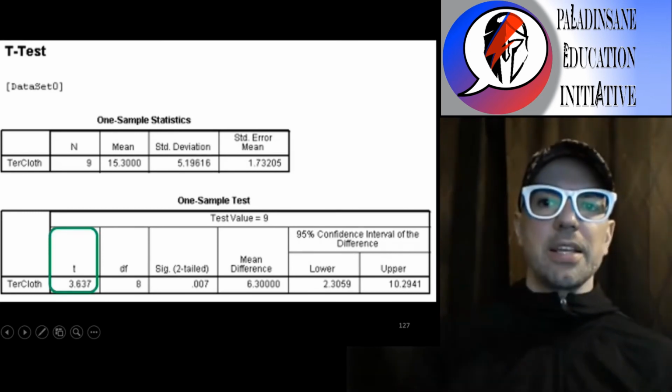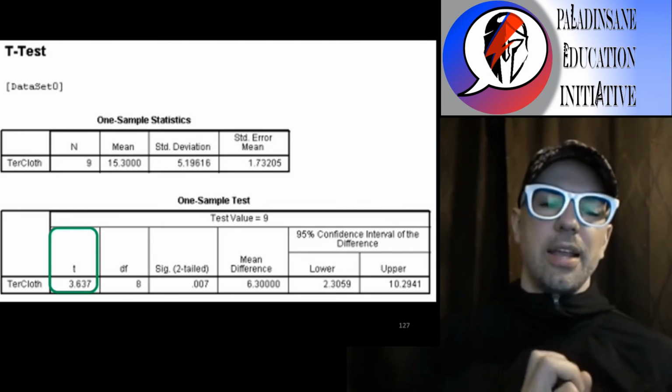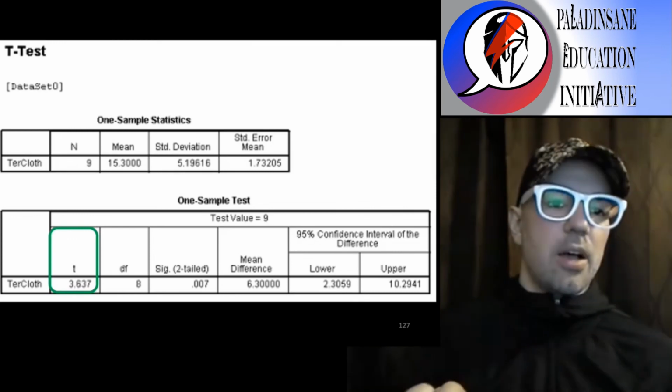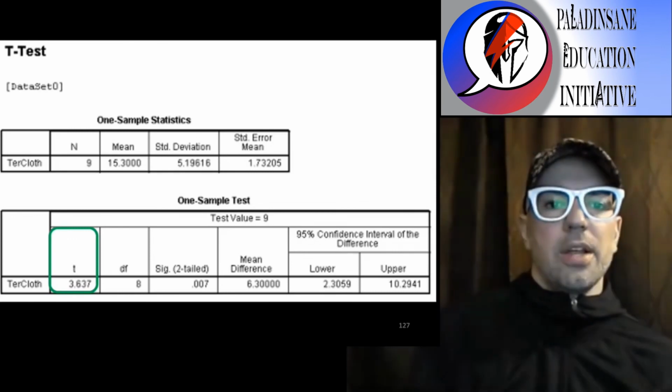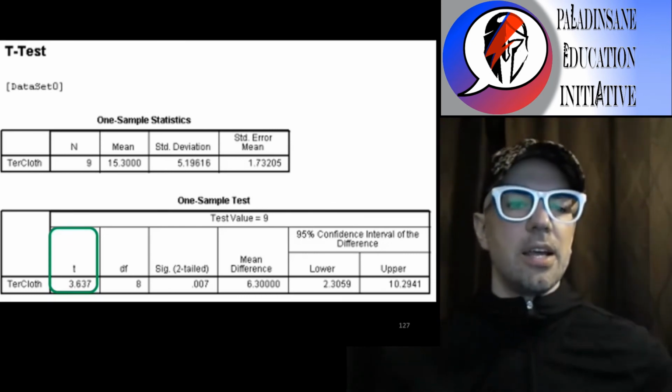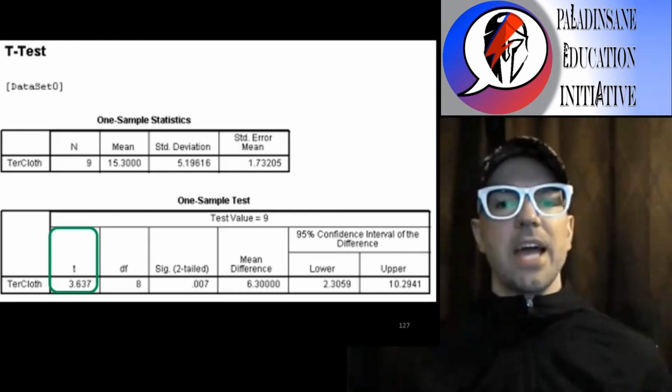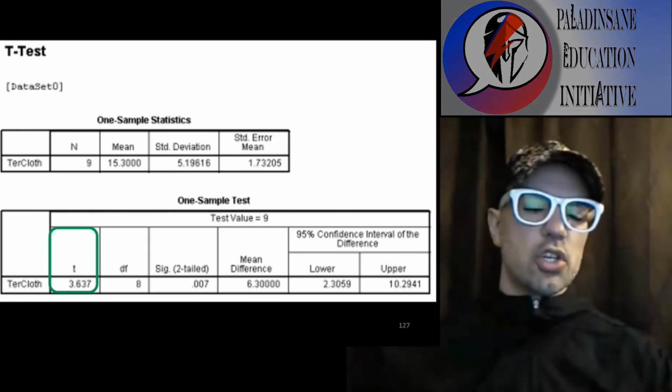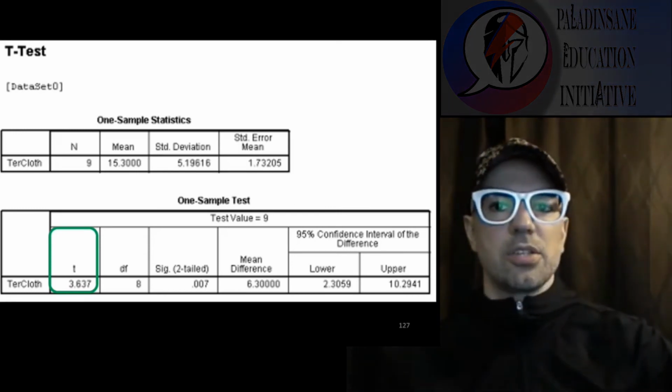So we calculated this out by hand, and we found a t-statistic of 3.637. Here it is again, but this time SPSS calculated it. That's your t-statistic. That's where your sample is when you translate it into the comparison distribution.